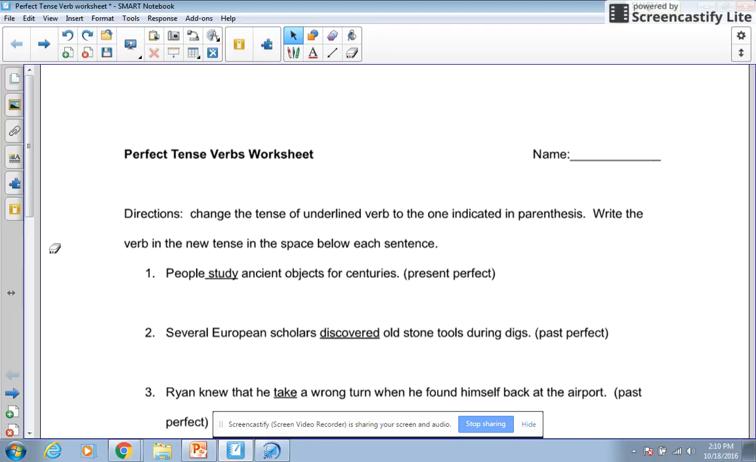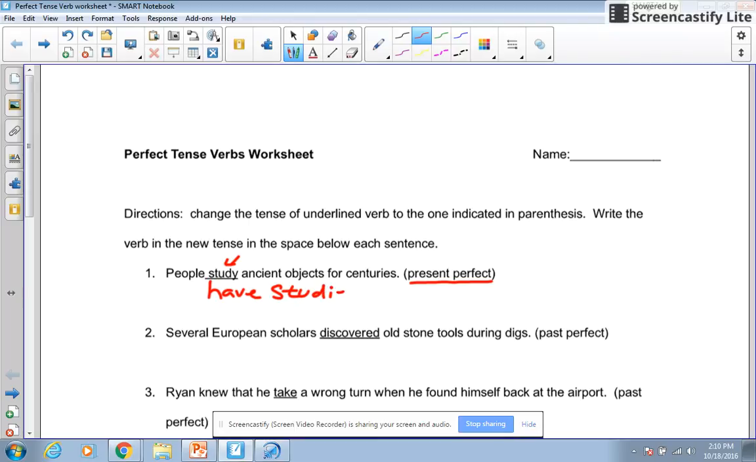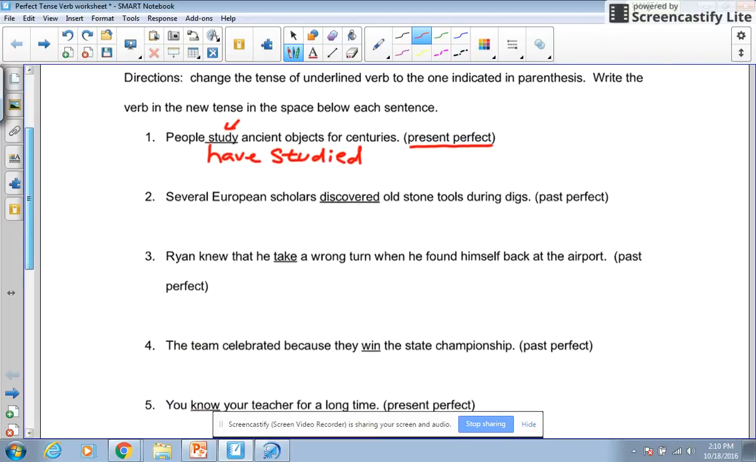Let's take a look at number one. It says people study ancient objects for centuries. And my job here is I need to turn our verb into a present perfect verb. So that takes me back to my formula. I remember my formula, I'm either going to start out with have or has, whatever makes sense in the sentence. People has studied, it needs to be have. So people have studied, I would just write have below. And remember, I need to turn that into the past tense. And that's it.